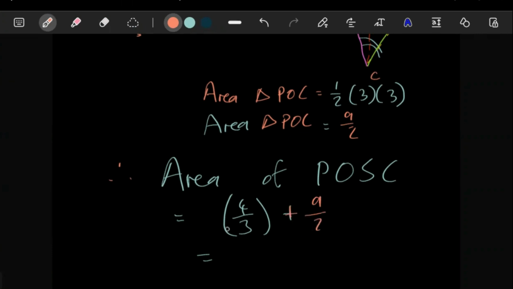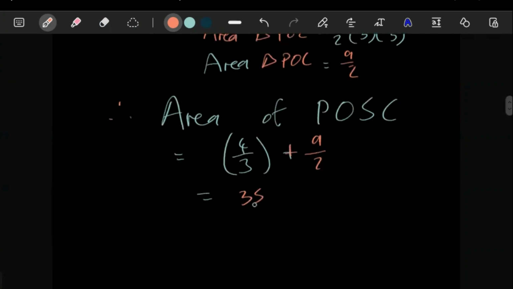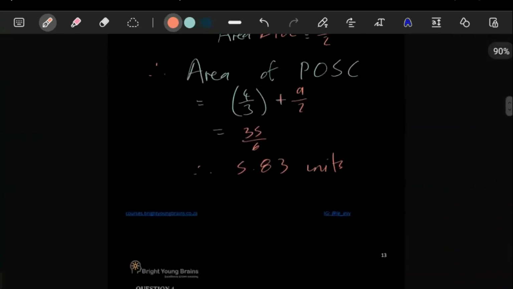Let's see. It's giving us 35/6. Let's round it out to 2 decimal places. So we're getting 5.83 units. Okay, this was quite an interesting question, but we have to keep moving forward to question number 4.